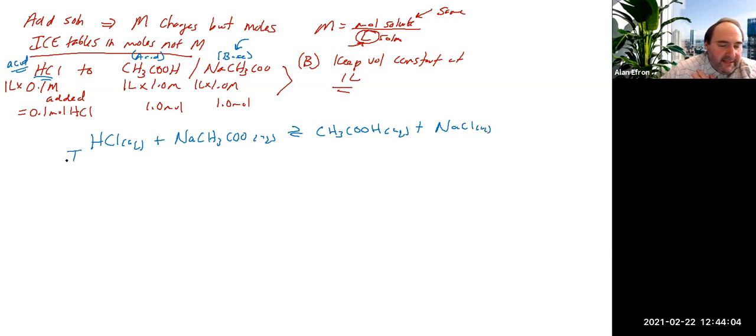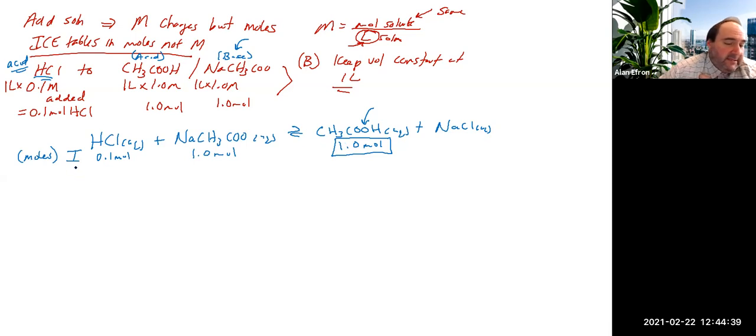So we do need to do an ICE table here to see what happened to our buffer once we added our HCl. We want to do this in moles because we're adding. So we have 0.1 moles. This is going to be 1 mole. And where people screw up is that you do need to have the 1 mole on this side. If you make this side 0, that is not a buffer. So you've got to make sure you have that on that side as well. It's very, very common. People kind of do that.